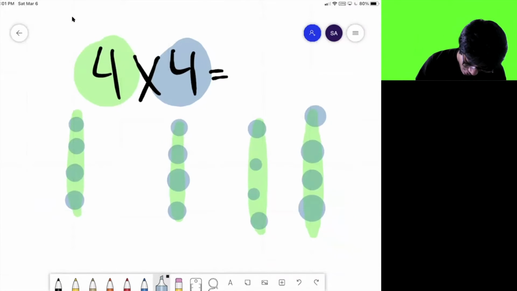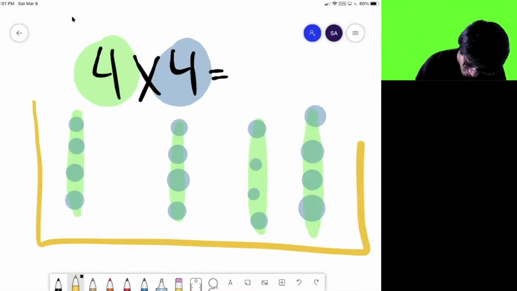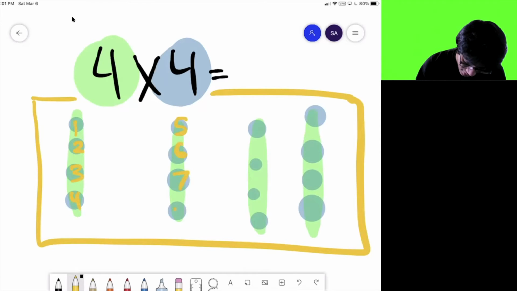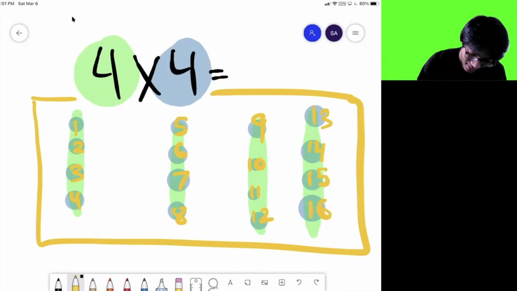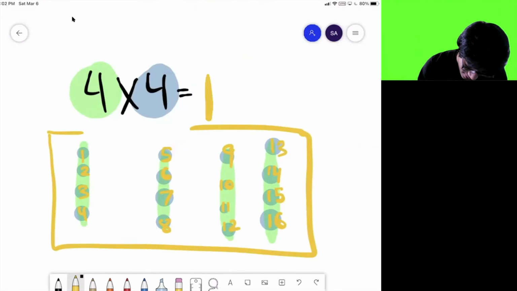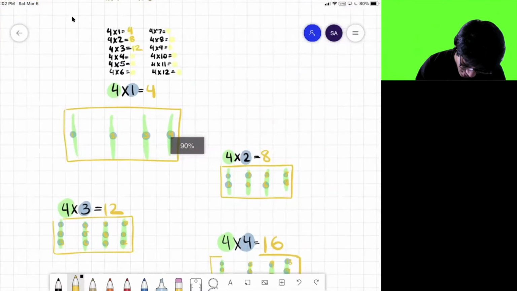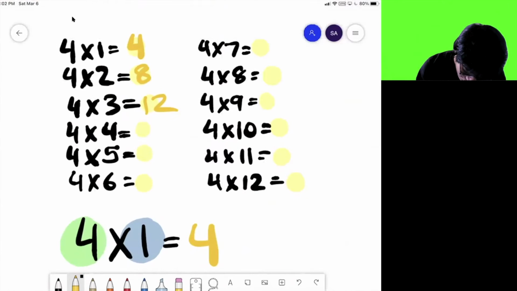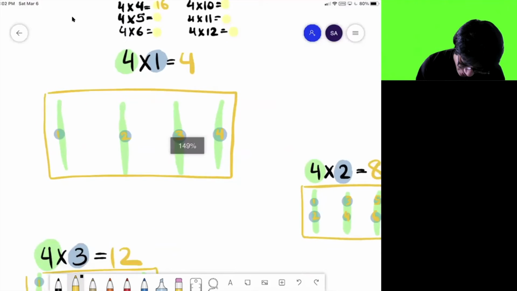And so now count up how many dots in the whole shebang. I have 1, 2, 3, 4, 5, 6, 7, 8, 9, 10, 11, 12, 13, 14, 15, 16. 16 dots. So if I have 16 dots, then what's 4 times 4? 16. So come back right to our table and we can say that 4 times 4 is going to be 16. Now let's try 4 times 5.